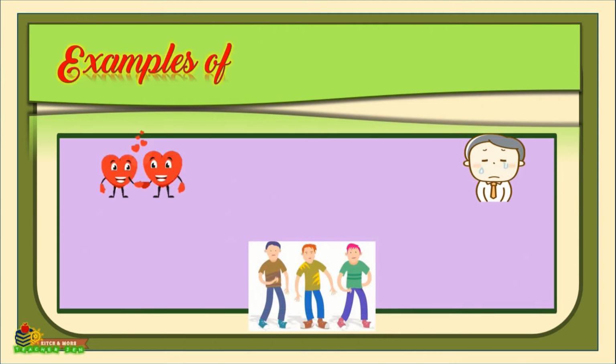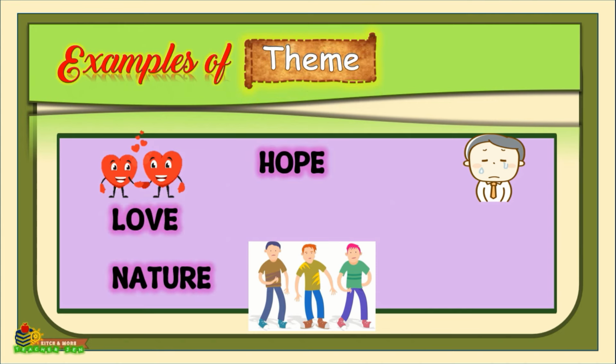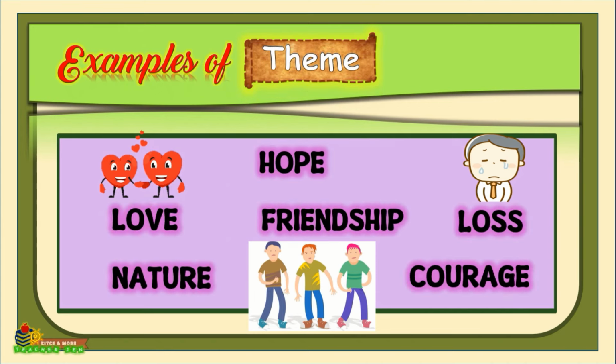Just like in stories or movies, poems can be about love, nature, courage, sadness, hope, or anything that matters to people. For example, if a poem describes how a seed grows into a strong tree, the theme might be growth or patience. If it talks about missing someone, the theme could be loss or love. If it tells of standing up for what's right, the theme might be courage or justice.